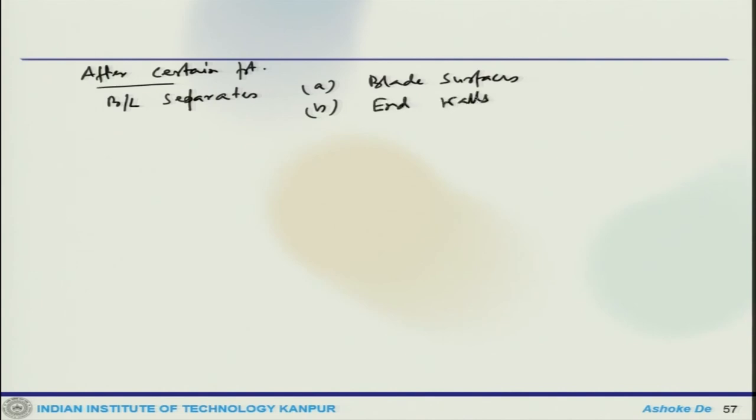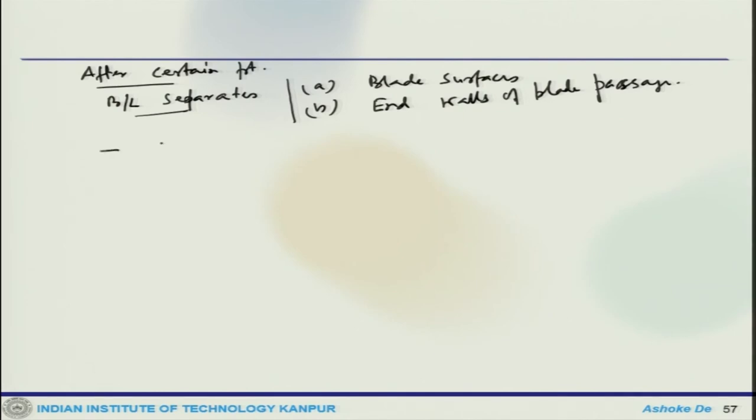Beyond a certain limit, boundary layer separation would occur. So, the boundary layer separates at A, blade surfaces, and B, end walls of the blade passage. These are the two conditions which may occur beyond a certain point of this pressure rise, where the flow boundary layer separation takes place.